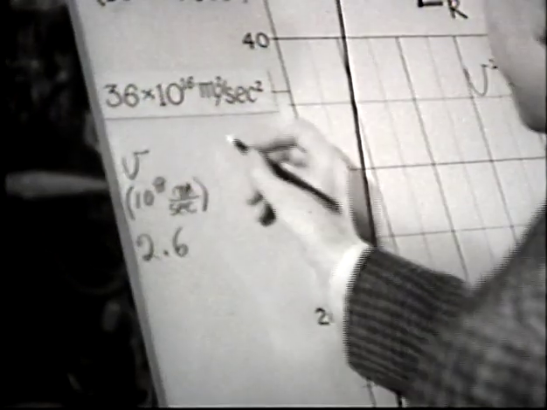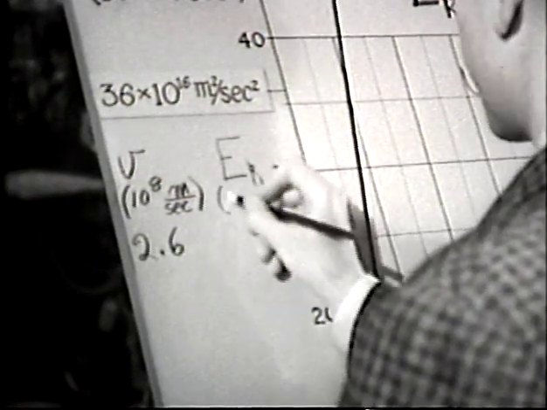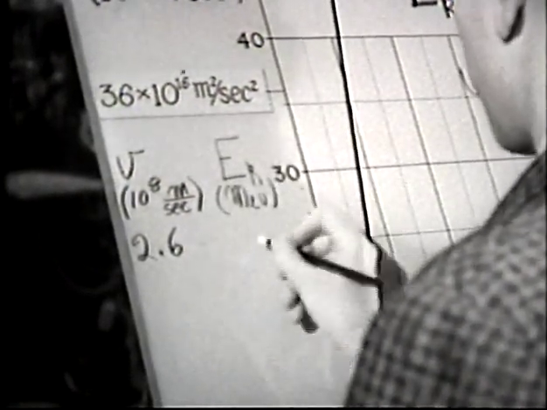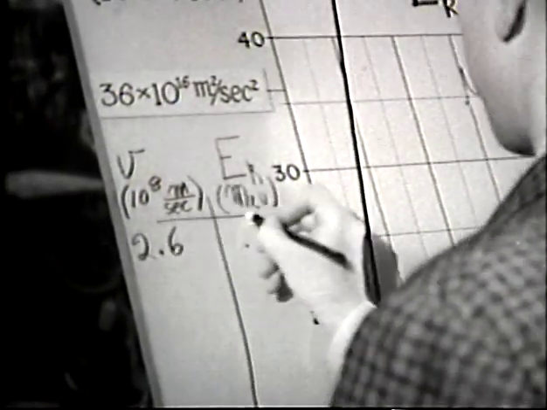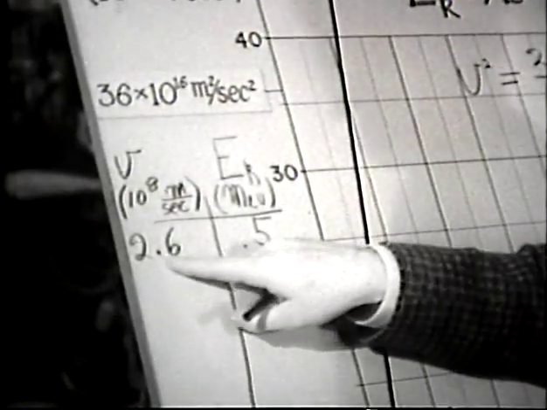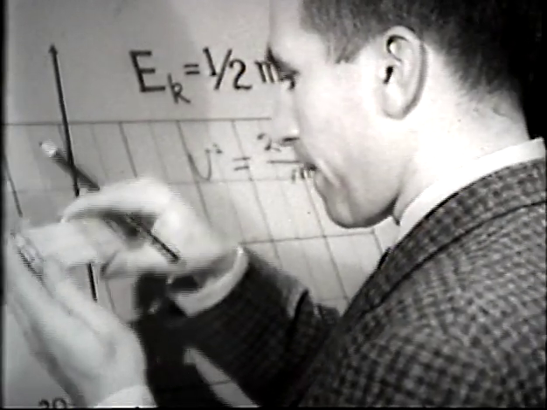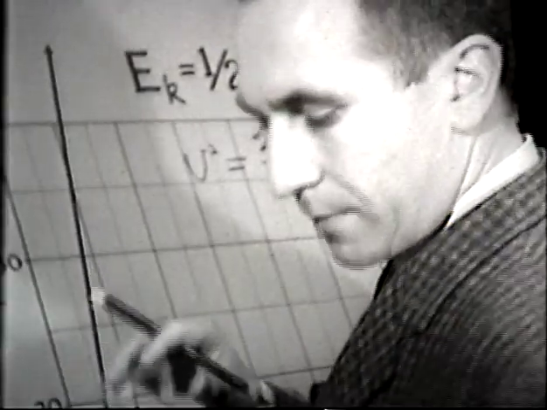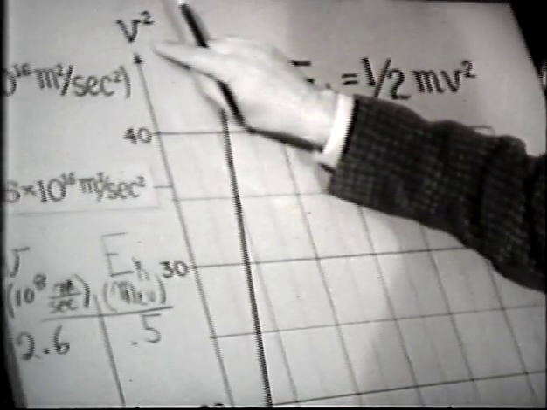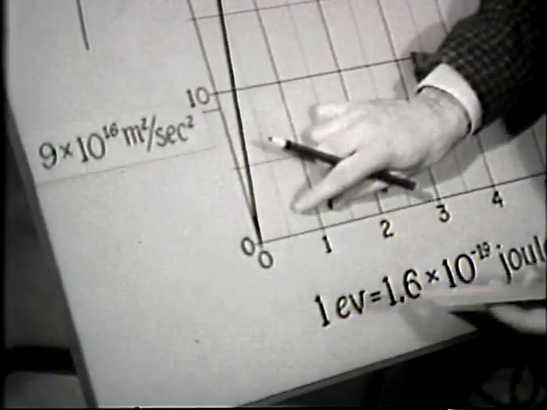Let's plot this on our graph. First, I'll write it here. Kinetic energy in units of MeV is 0.5. I must square the speed. That's about 6.8. So the speed squared is about 6.8 times 10 to the 16th meters squared per second squared.